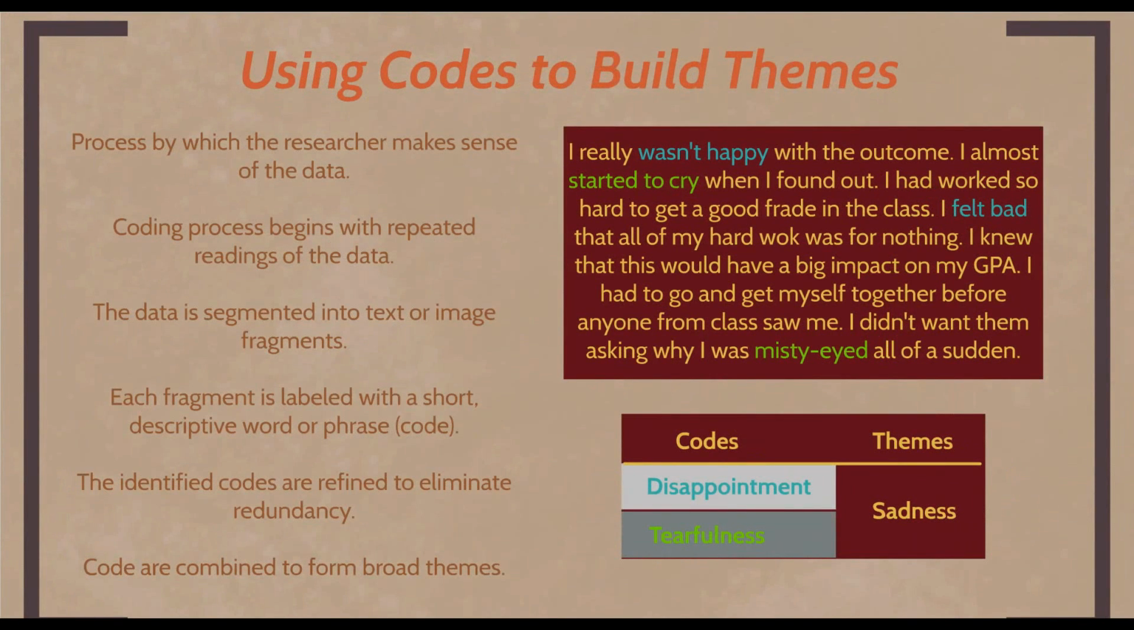So let's talk about the actual process of coding. Here's some data I have. It says, "I wasn't really happy with the outcome. I almost started to cry when I found out. I had worked so hard to get a good grade, excuse the typo, in the class. I felt bad that all my hard work, sorry, another one, was for nothing. I knew that this would have a big impact on my GPA. I had to go and get myself together before anyone from class saw me. I didn't want them asking why I was misty-eyed all of a sudden."